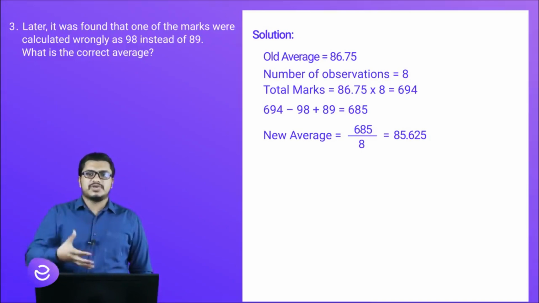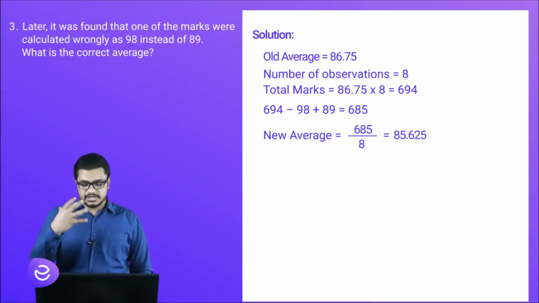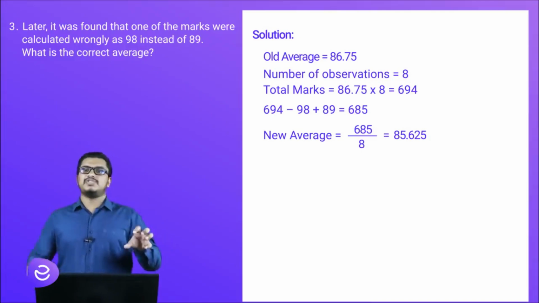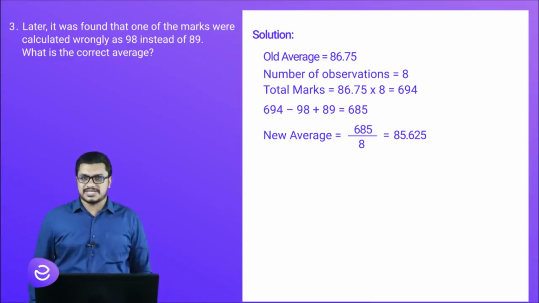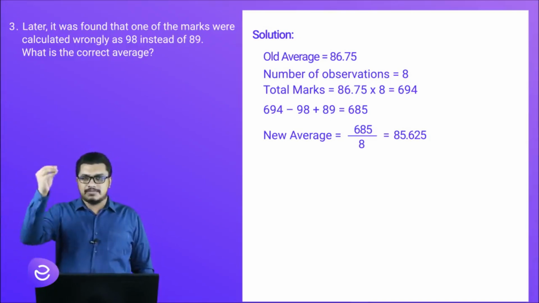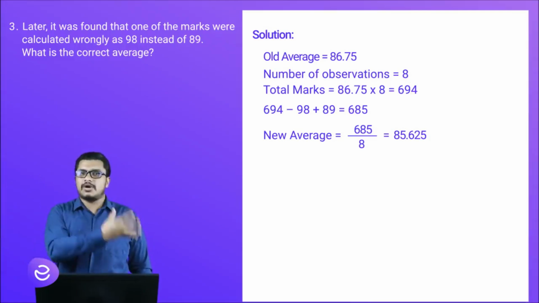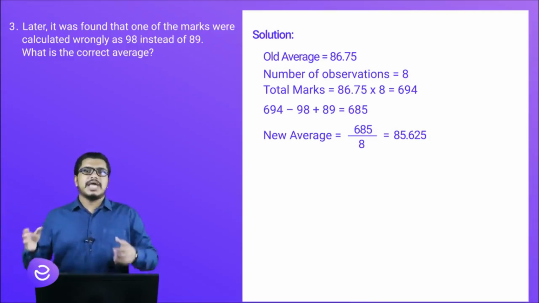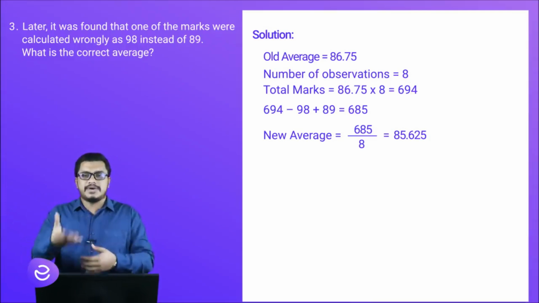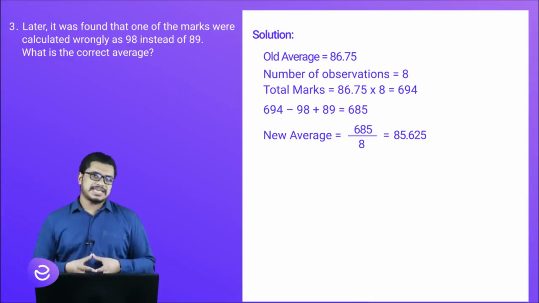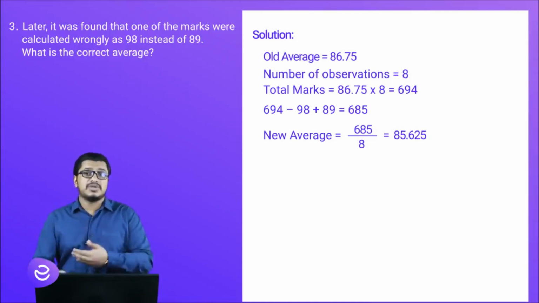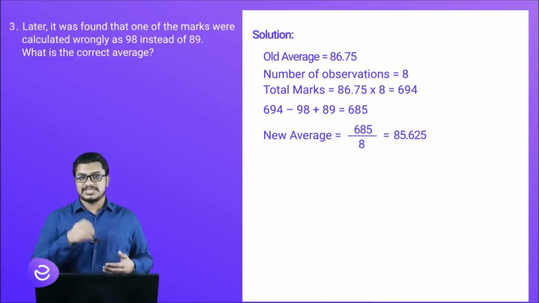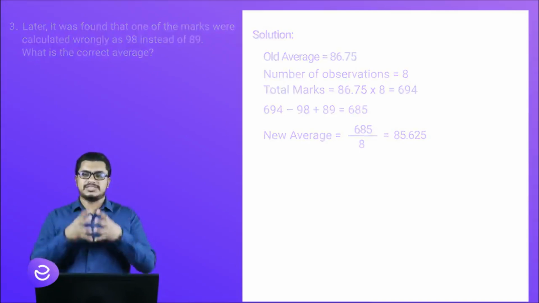When you get a question like that, this is how you do it, as I explained right now. You have the old average and the number of observations. When you multiply them, you get the total marks. From the total, you subtract the wrong mark, add the correct mark, and then divide by the number of observations, and you will get the correct average. So sometimes you will get not only straightforward questions but also twisting questions like this, and this is how you answer those.